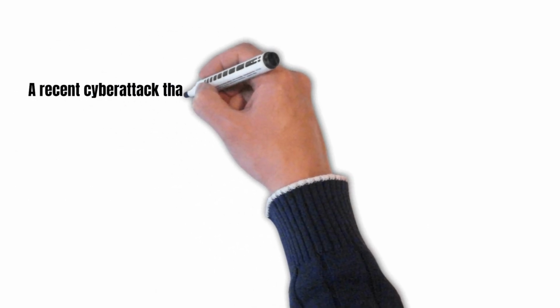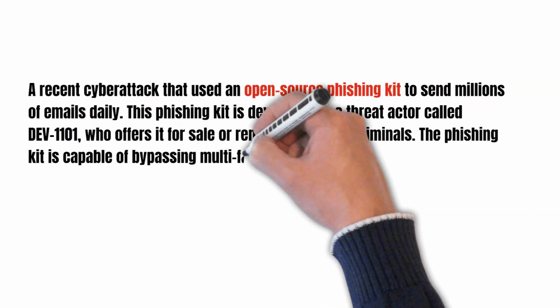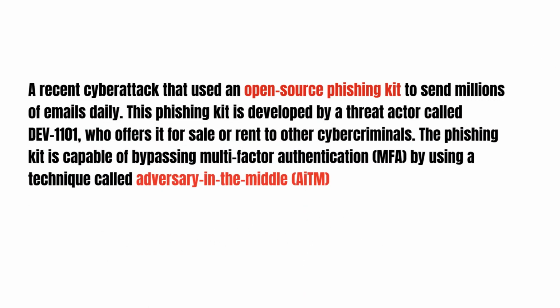Next, we are going to talk about a recent cyber attack that used an open-source phishing kit to send millions of emails daily. This phishing kit is developed by a threat actor called Dev1101 who offers it for sale or rent to other cybercriminals. The phishing kit is capable of bypassing multi-factor authentication (MFA) by using a technique called adversary in the middle (AITM). An AITM phishing attack works by setting up a proxy server between the user and the legitimate website. When the user enters their credentials on the phishing page, the proxy server forwards them to the real website and captures both the password and the session cookie. The attacker can then use these credentials to access the user's account without needing MFA.